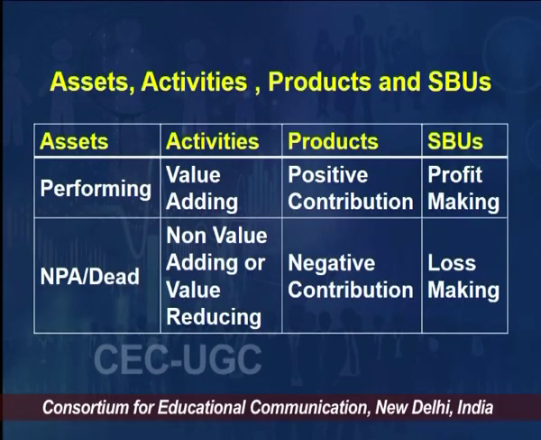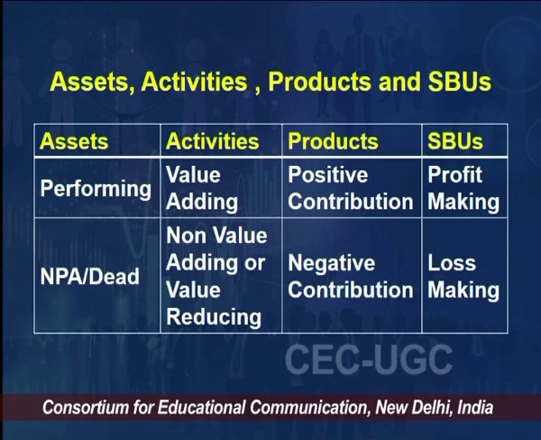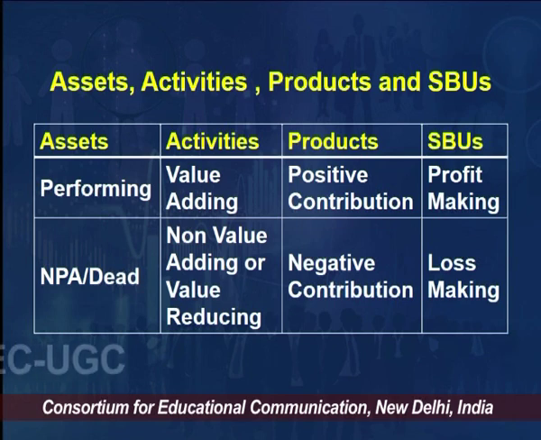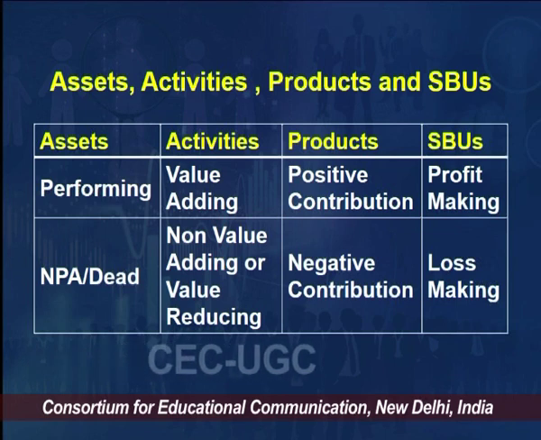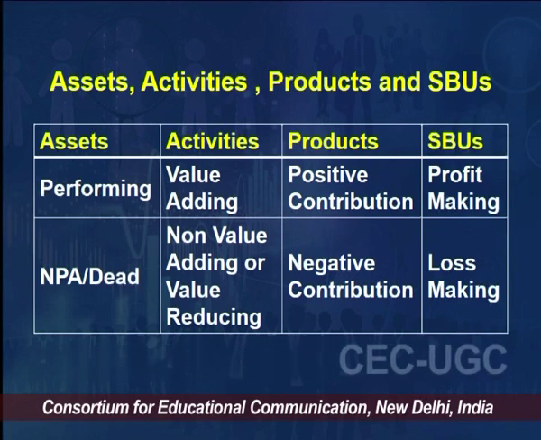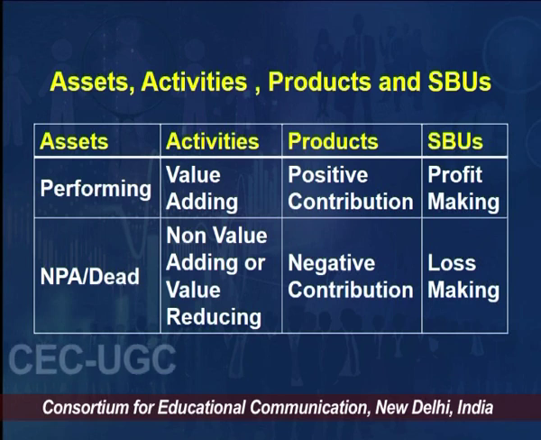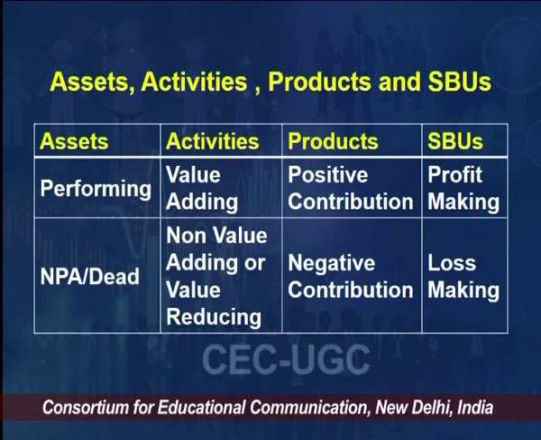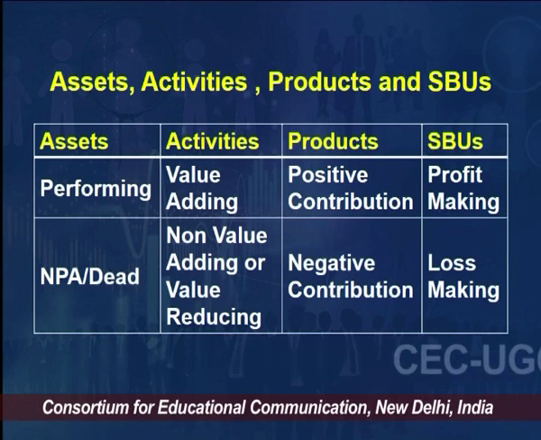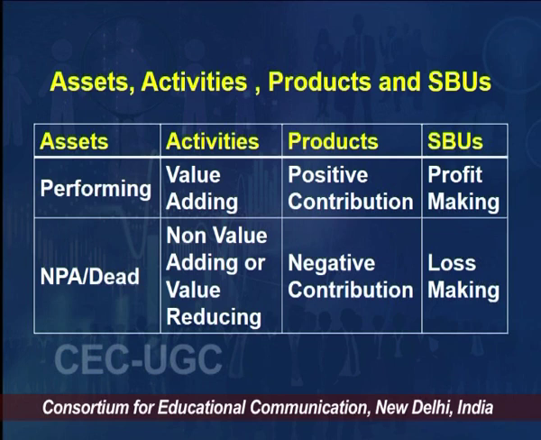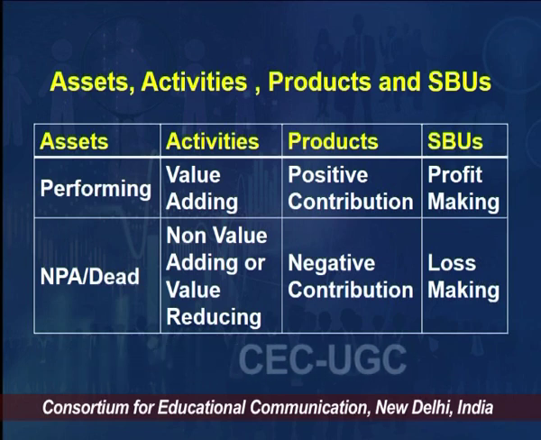So to summarize, I would give you a brief classification of performing and non-performing assets, which are regarded as dead assets. Activities are classified in terms of value adding and non-value adding activities, or at times a value reducing activity, which is more harmful than a value adding one, because in value addition you are adding some value, but if it is value reducing, it means whatever is the status as of now in your value chain is also going to be reduced by this particular activity. So by being active in this specific activity, we are causing great harm to the entire value chain.